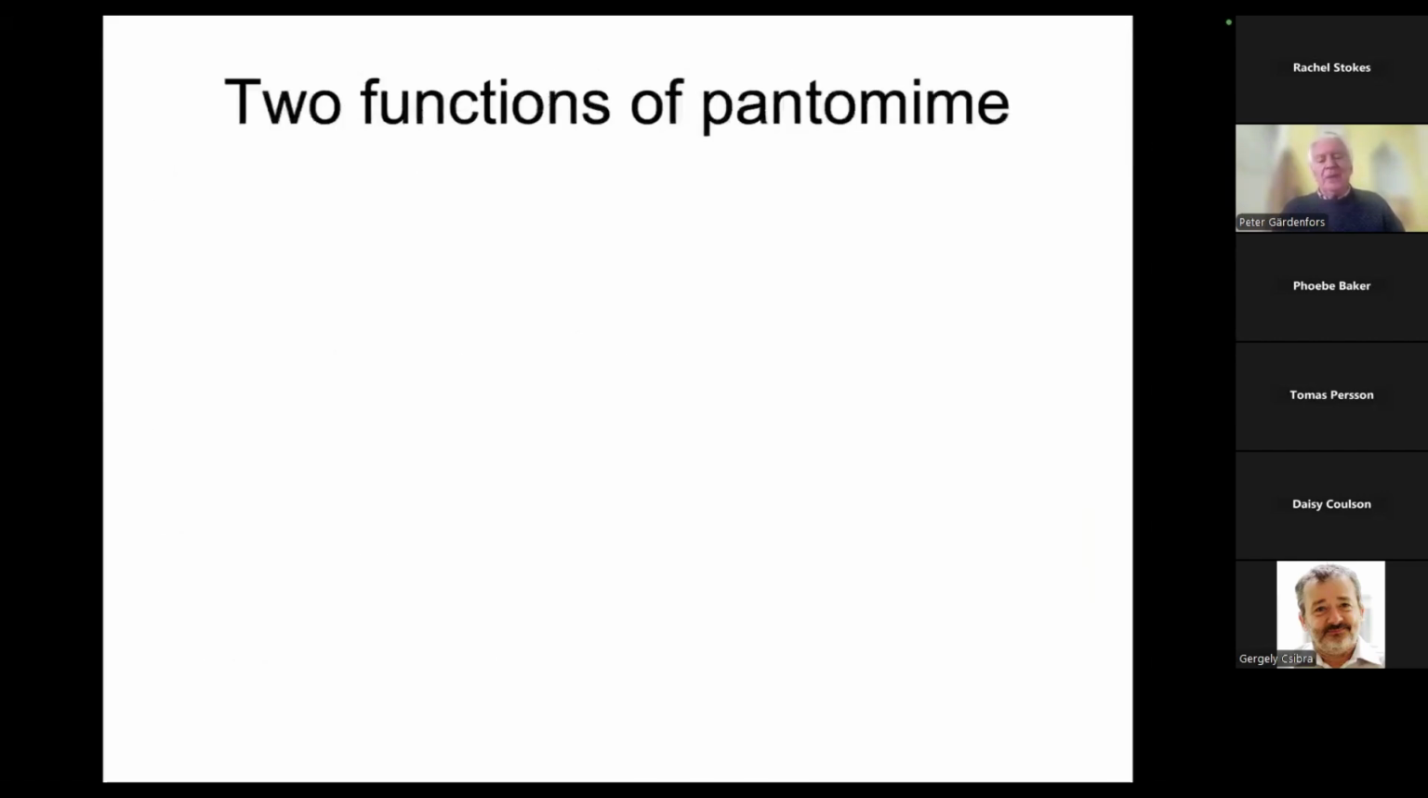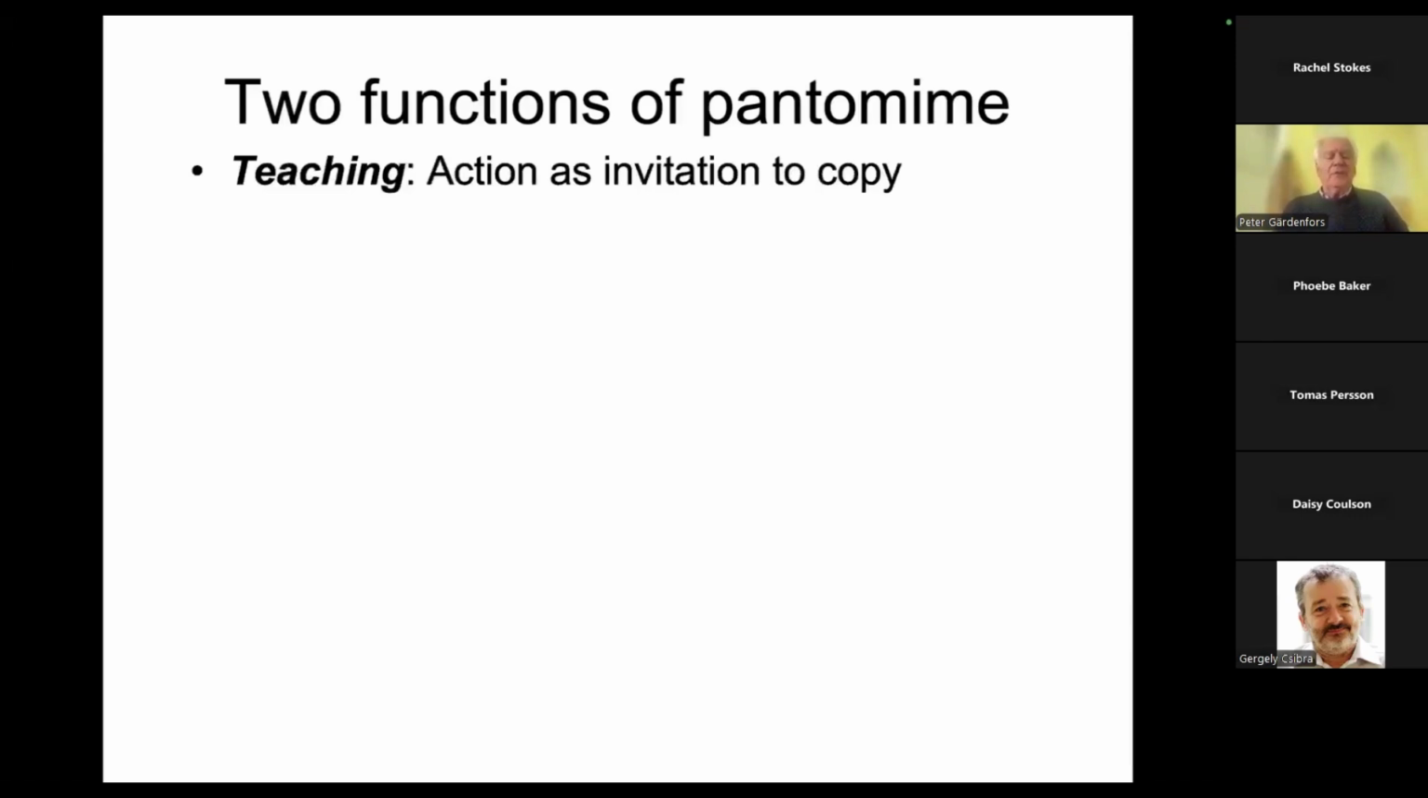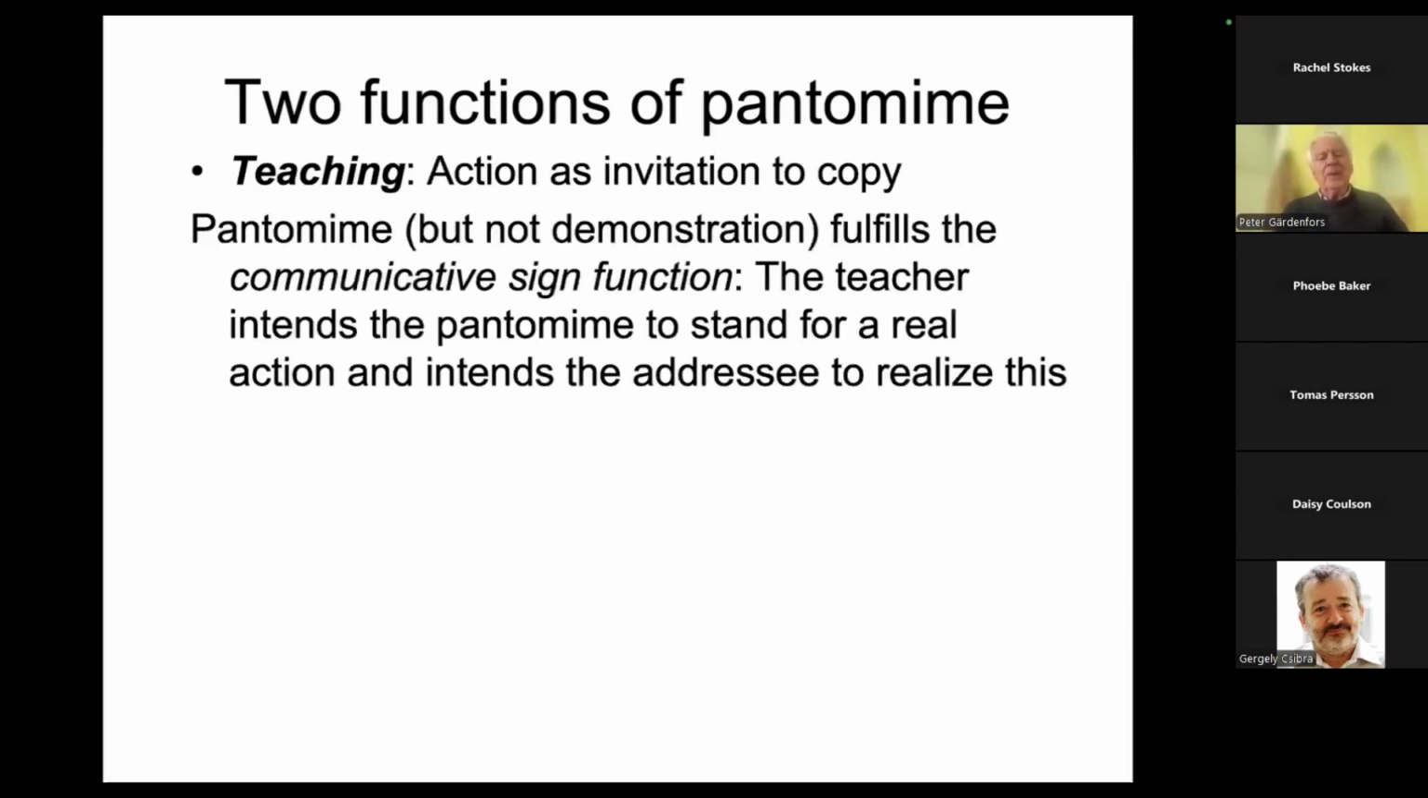That is right now. So one of my ideas is that there are two functions of pantomime. And I've studied this for some time. So the first function is the teaching function, the action, the pantomiming action as an invitation to copy. You're the teacher, you invite the learner to copy your movements, but do it in the real situation, in a real napping situation, for instance. And in this sense, it fulfills what we call the communicative sign function.